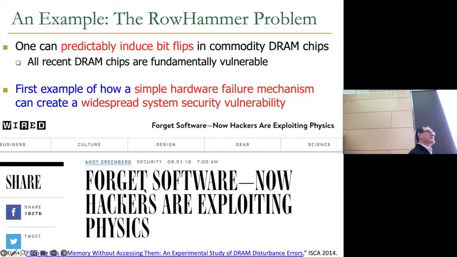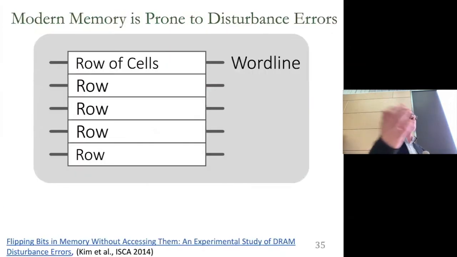And I like this article that says, forget software. Now hackers are exploiting physics. This is kind of the security perspective. So if you have a bit flip, you can do a lot with that bit flip. Let me give you the fundamental problem. The fundamental problem is read disturbance. Whenever you access one cell in memory, you perturb things around it, including cells around it. So in DRAM, this is very fundamental. Any memory technology has this problem.